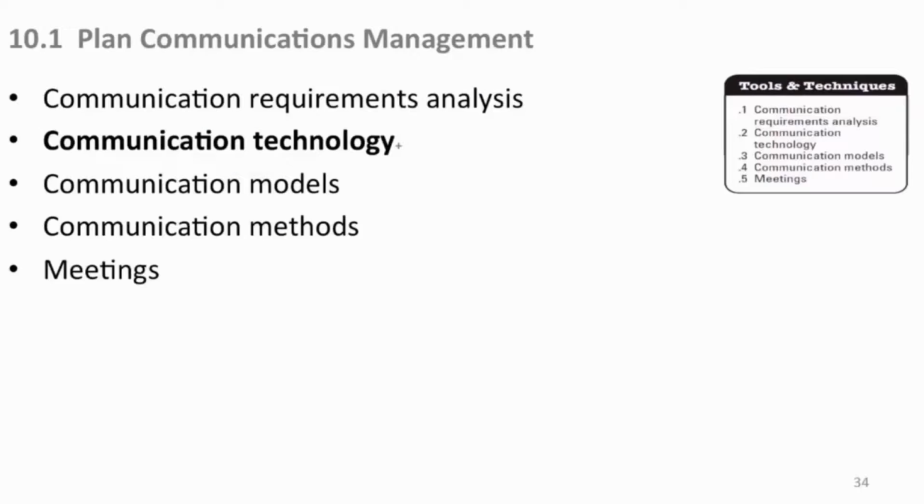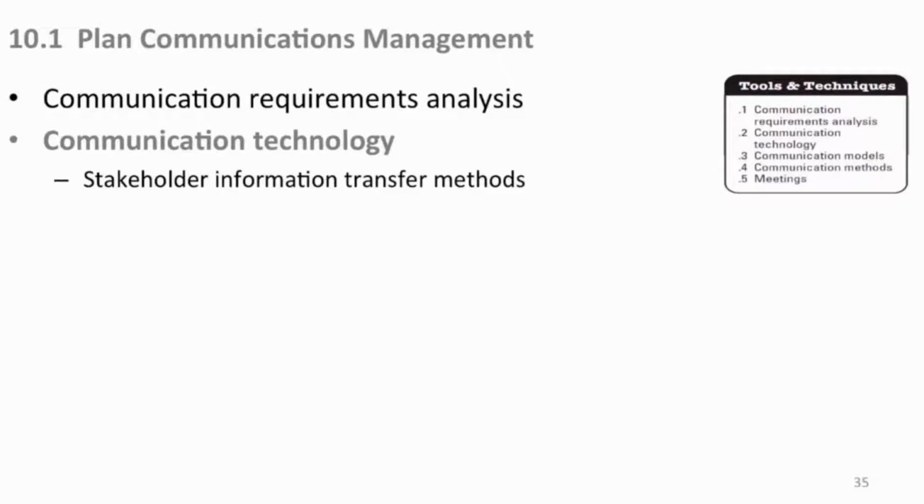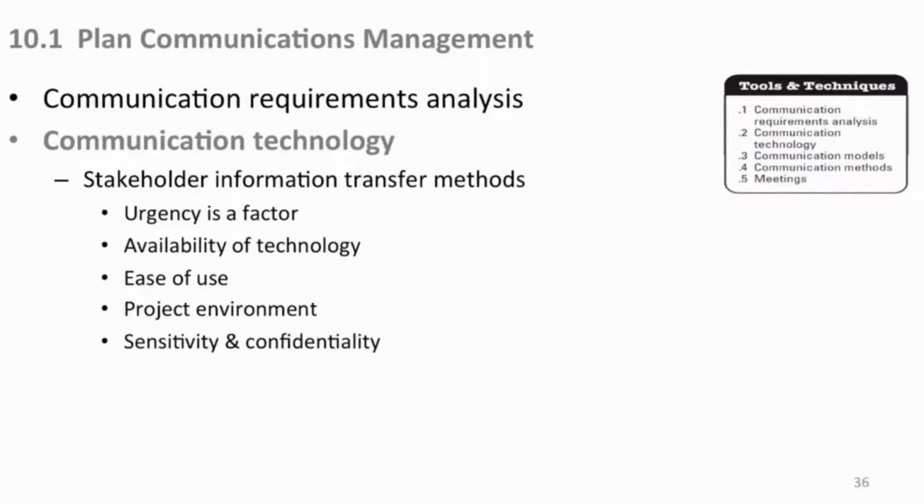So it's difficult. Communication technology. What do you have at hand that you could use? Stakeholder information transfer methods. They call it in PMBOK how you're going to transfer information. Urgency of the information is a factor you need to consider, urgency for the stakeholders. The availability of technology for them. Your stakeholders may not be in the room next door or upstairs. They may be in another country. What kind of technology do you use to communicate with them effectively? Or even upstairs, what do you use? You walk up and talk to them. You send them an email.